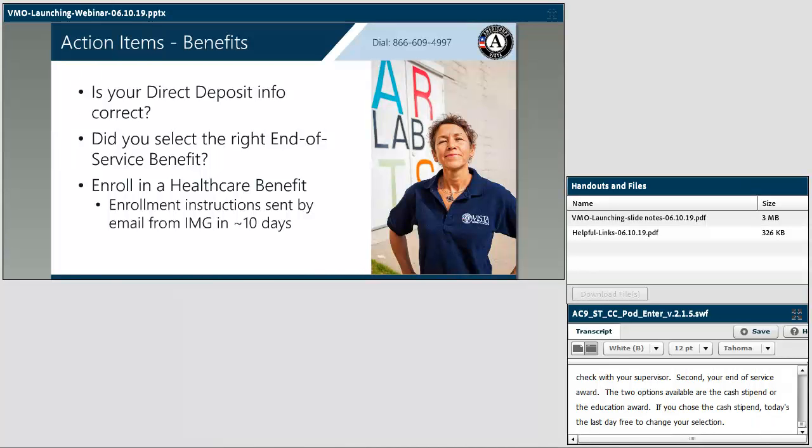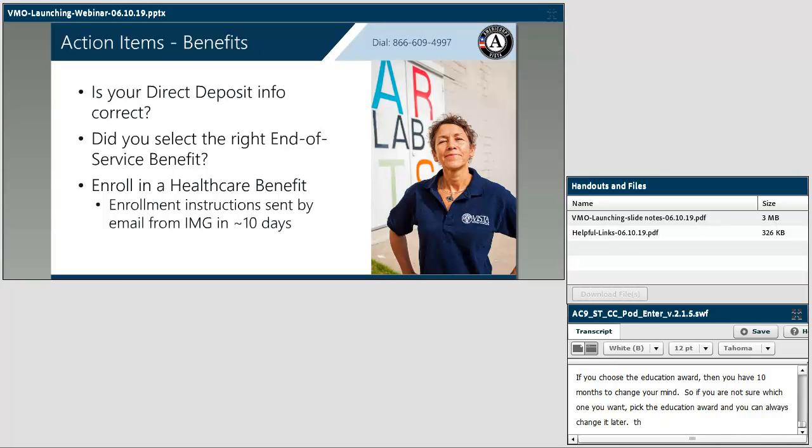If you chose the cash stipend, today is the last day for you to change your selection. If you choose the education award, then you have 10 months to change your mind. So if you're not sure which one you want, pick the education award and you can always change it later.